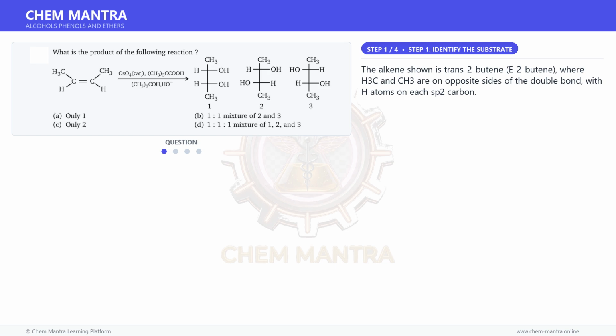The alkene shown is trans-2-butene, E-2-butene, where H3C and CH3 are on opposite sides of the double bond, with H atoms on each sp2 carbon.